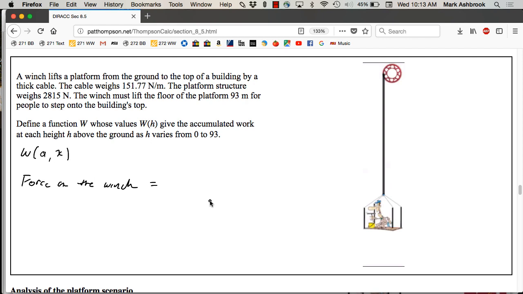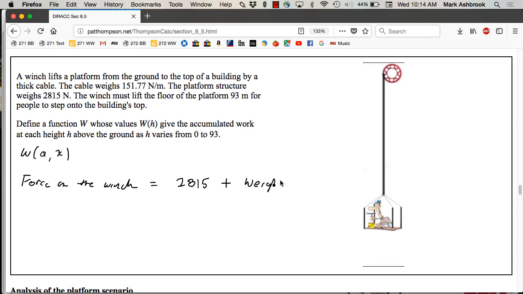And so in general, what is the force on the winch? How can we, not writing it down completely accurately and specifically, but in general, what's going to be the structure of that, the force on the winch? So we're going to always have the weight of the platform, right? So that's just simply what? 2815, right? But then we're going to have the weight of the cable. And the weight of the cable is constant or varying?